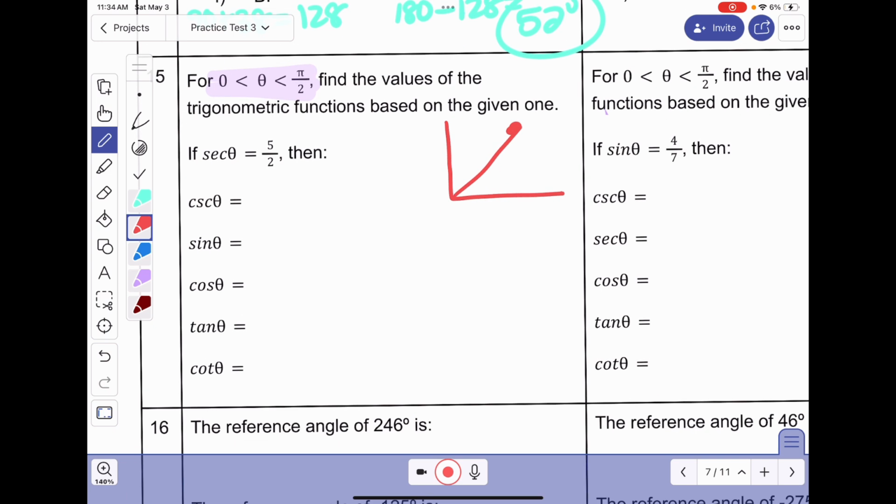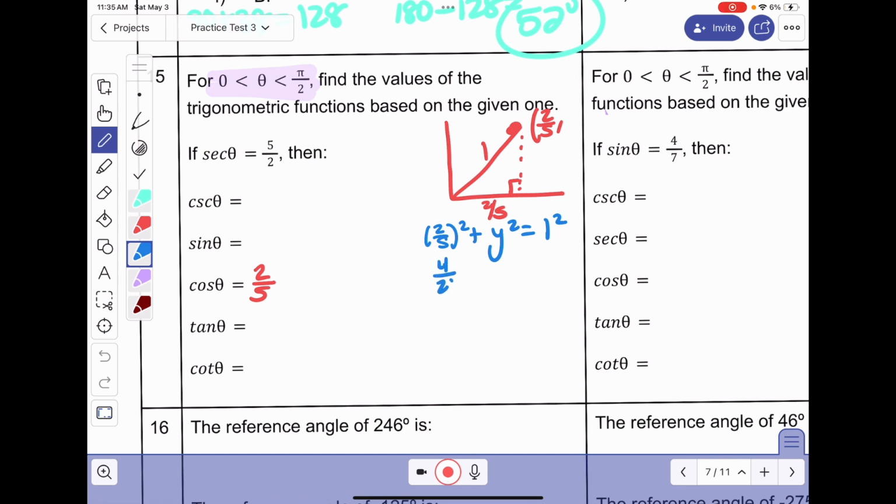So they tell us secant is 5 over 2. Secant is the opposite of cosine, so that flips cosine to 2/5 automatically. Now, using our unit circle rules, that means the y-coordinate is going to be 2/5. And because it's a unit circle, the radius is 1. So in order to find the other side, we can use Pythagorean theorem. So 2/5 squared plus y squared equals 1 squared.